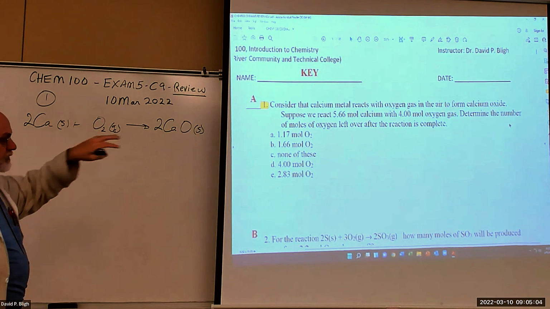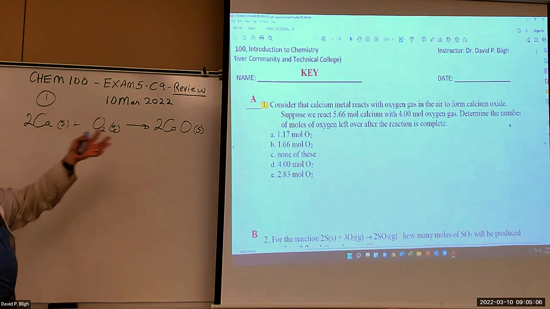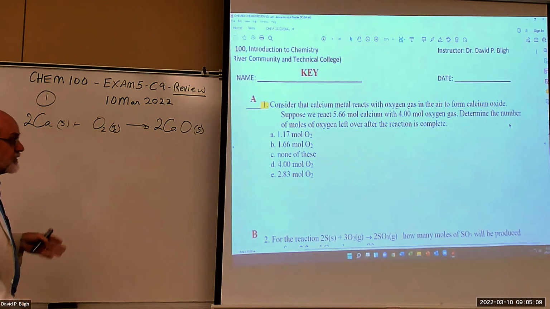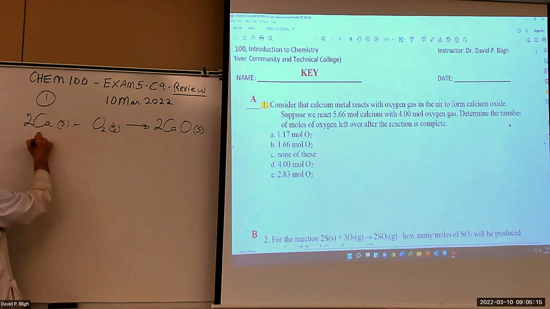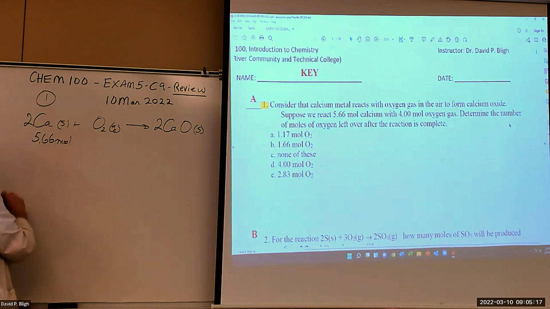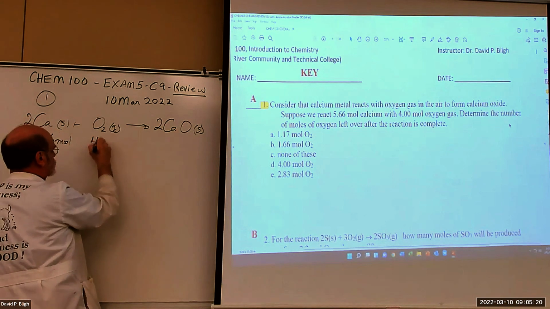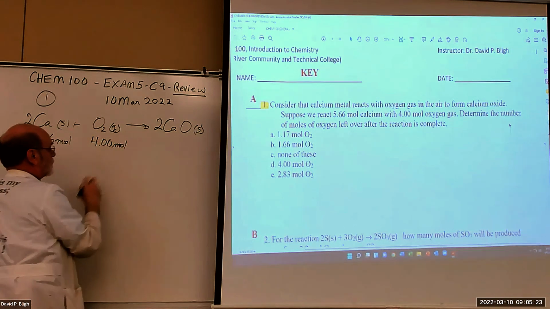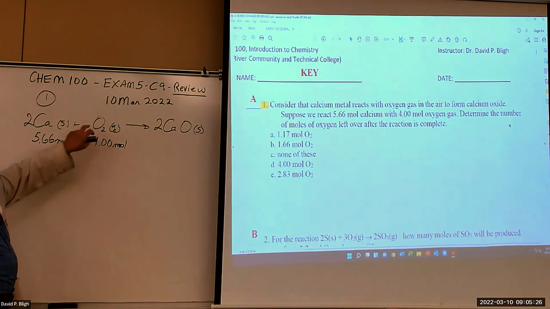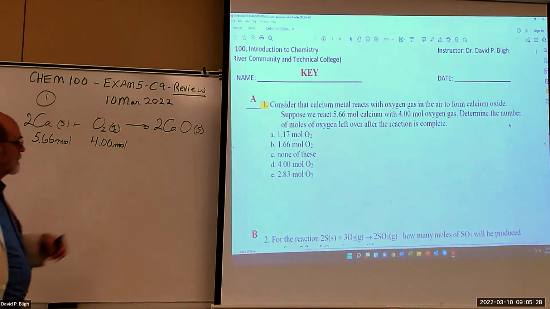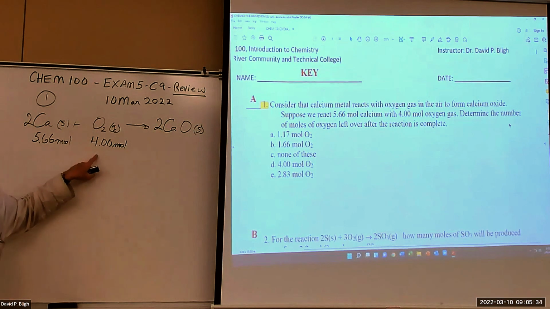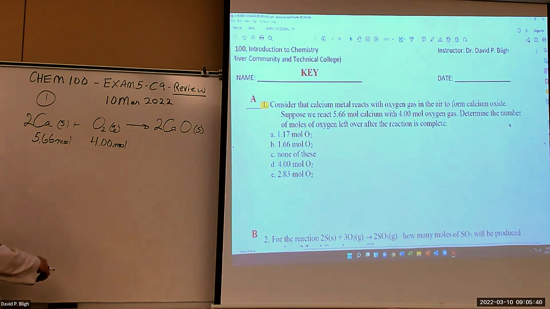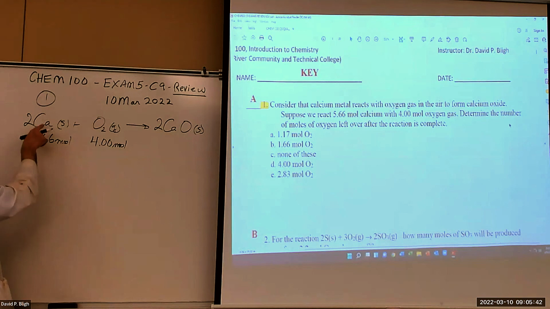Okay, now I put the information from here up here. Extract the information from the problem. Makes it easier to understand. We're given 5.66 moles of calcium and 4 moles of oxygen. And that's moles of oxygen, diatomic oxygen. And the question isn't how much product do we have? The question is how many moles of oxygen do we have left over? So they're telling us that oxygen is in excess. And if we take them at their word, we would expect this one to be limiting.